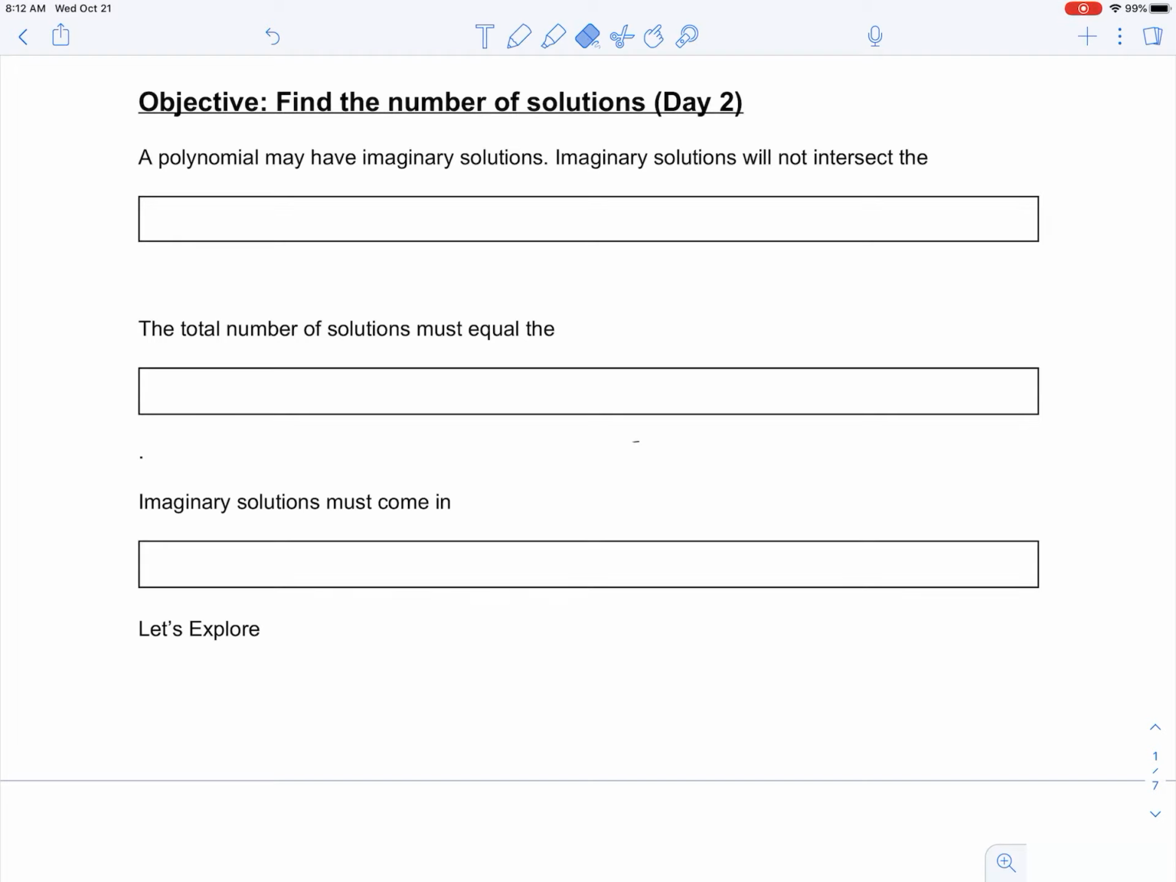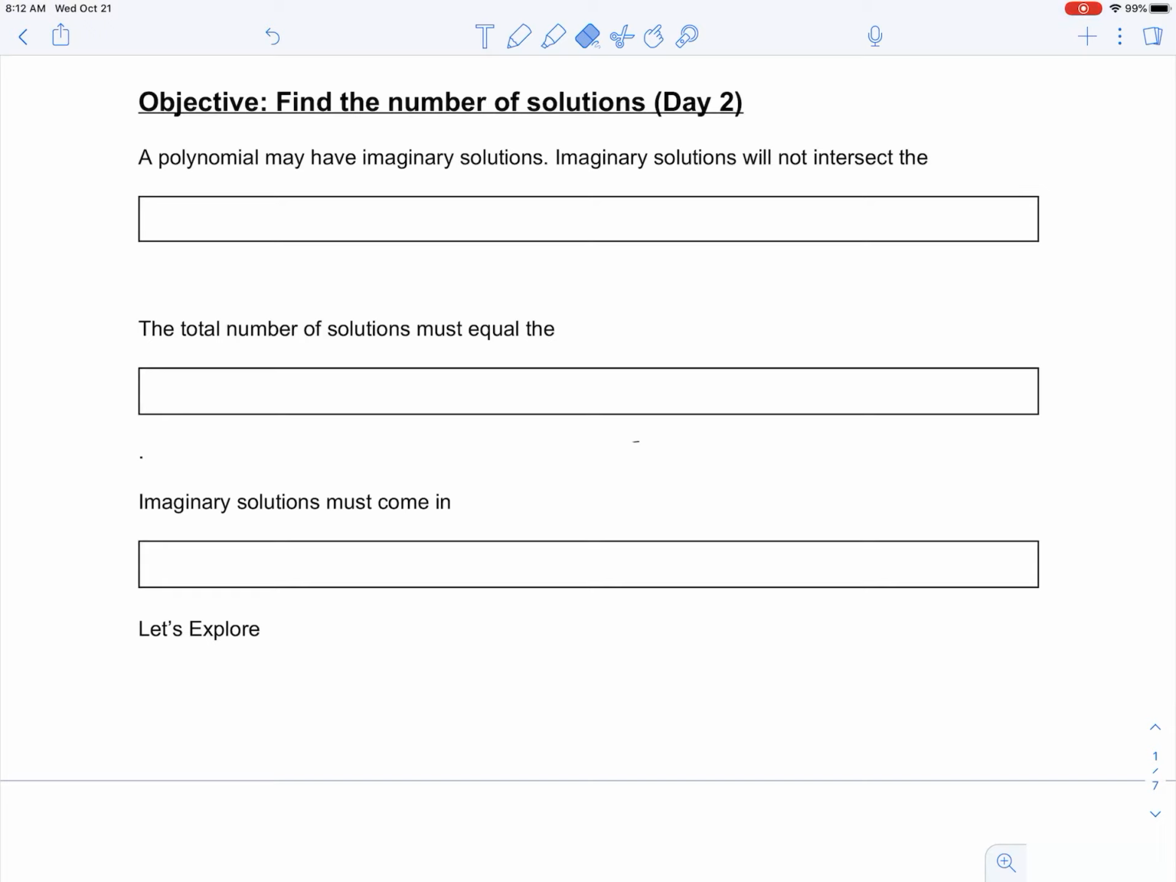Welcome, boys and girls, to day 2 of Unit 5. In this lesson, we're going to find the number of solutions. We're going to talk a little bit about imaginary solutions and how to write a polynomial if given its imaginary solutions and irrational solutions. Let's begin with a couple of notes.